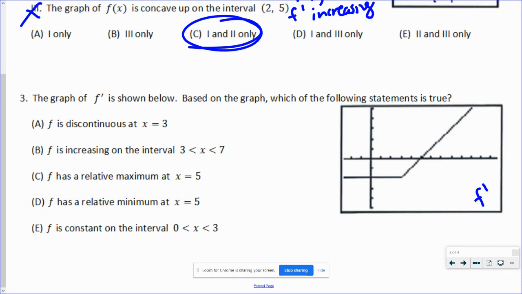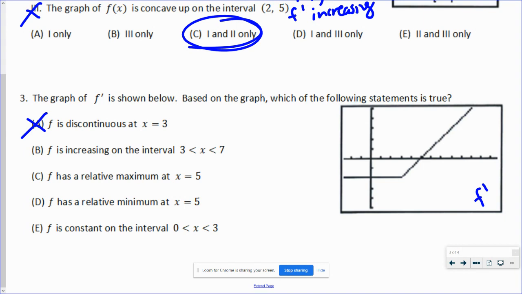Part A, f is discontinuous at x equals 3. Well, we notice at x equals 3, we do have a defined value for f prime, don't we? F prime cannot be continuous if f is not continuous. And notice that we have a value at 3. We are continuous there. We're approaching the same thing from left and right. So we know that f had to be continuous there as well.